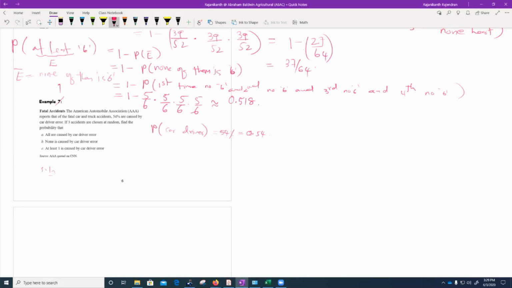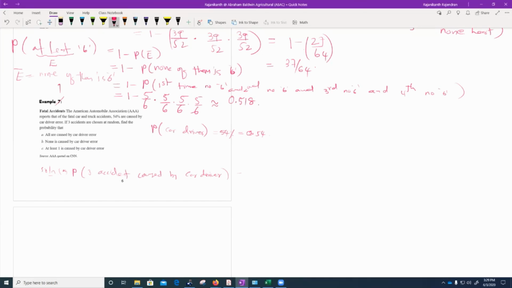the first part, if three accidents are chosen, so you're choosing three accidents randomly and checking what was the cause of those fatal accidents, right? What is the probability of getting all three accidents caused by a car driver? Remember, now you are checking three accidents. All three accidents have different, independent records, right? So you could think of all three as independent events.